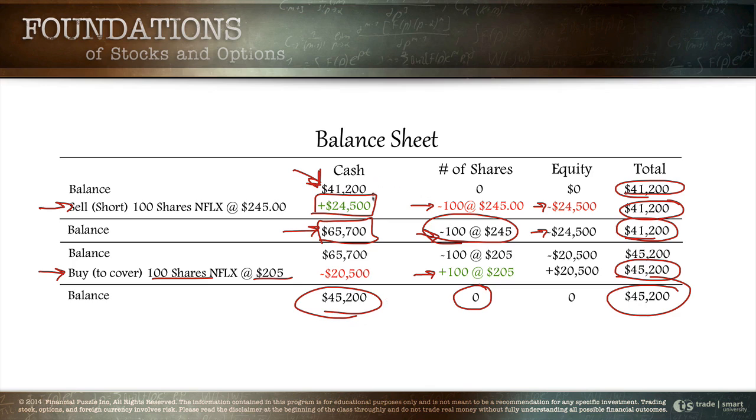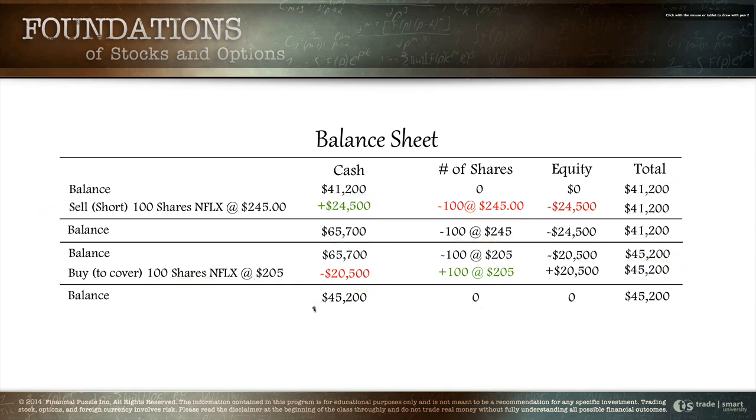Okay, the difference is the $45,200 versus the starting balance of $41,200. So we had a $4,000 gain overall. You are correct. Okay. All right.